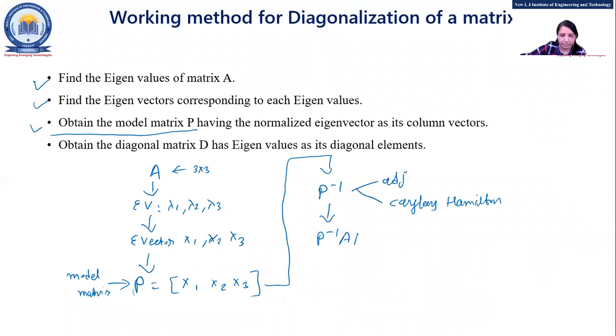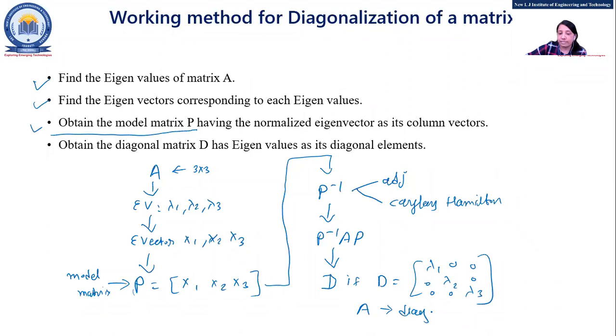Clear? After finding P inverse, you have to solve the expression, which one? P inverse AP. Now, if P inverse AP gives some answer, say the matrix D, and if the D matrix has lambda 1, lambda 2, lambda 3 as its diagonal elements, then you can say that matrix A is diagonalizable. Clear?